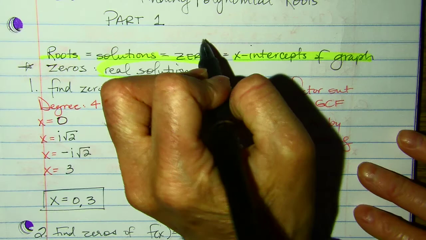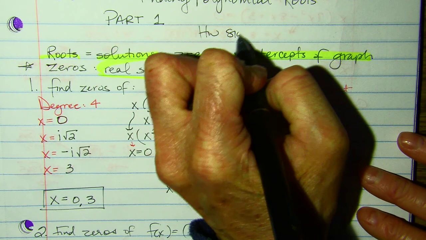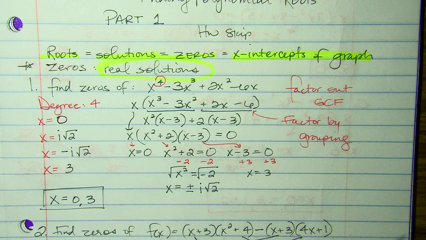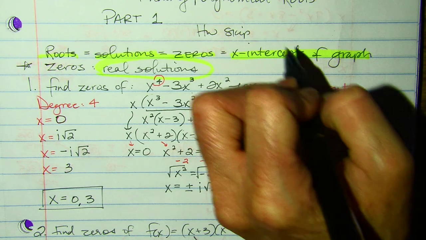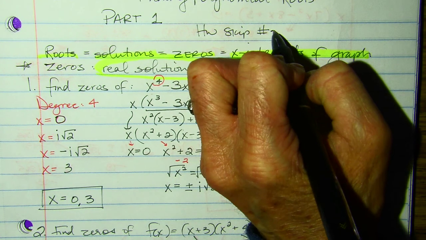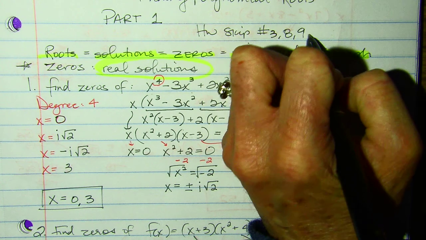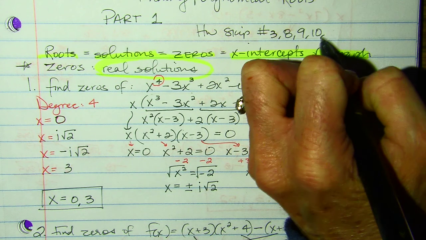I know it's hard, but use our notes for homework. We're going to skip, I have it written down right here, numbers 3, 8, 9, 10, 12, and 25.